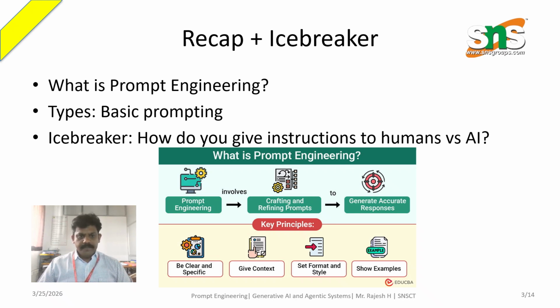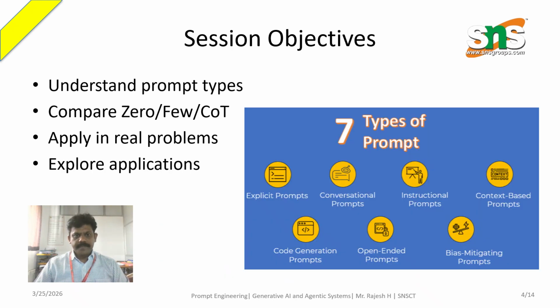If you look at the diagram, prompt engineering involves crafting the prompt and also the refinement of the prompt. Then that would produce the generated accurate responses. So here the key principle is that the prompt has to have clear, specific context followed by the format and style, then with the specific examples as models.